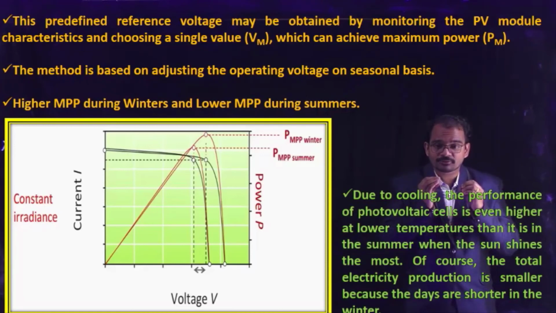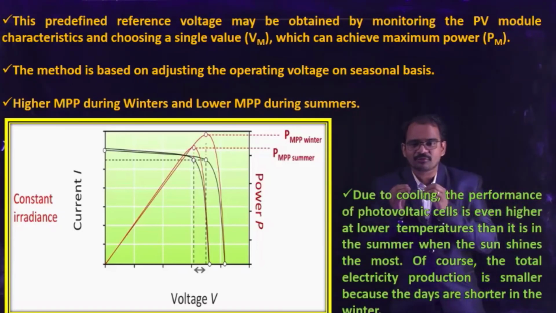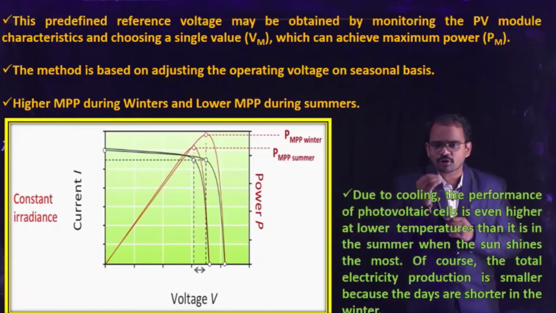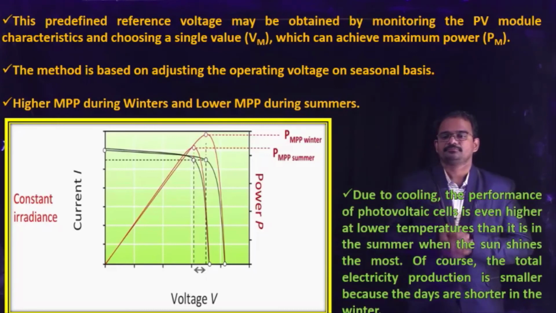But the amount of time the power is generated in summer is more, because the length of the day is much higher compared to the length of the day in winter, which is very short. Because of the short winter days, even though the efficiency and the power output will be very high for a PV module, the quantity or magnitude of the power generated in a day will be less, because the day is shorter in winter.